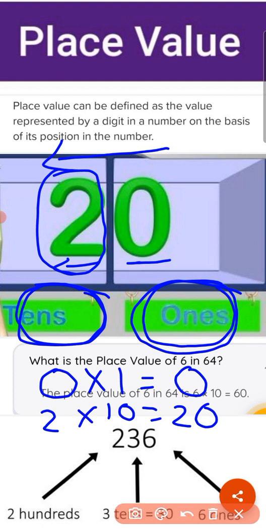Okay, so what is the place value of 2? 20. Place is tens, place value is 20. That is the difference between place and place value.